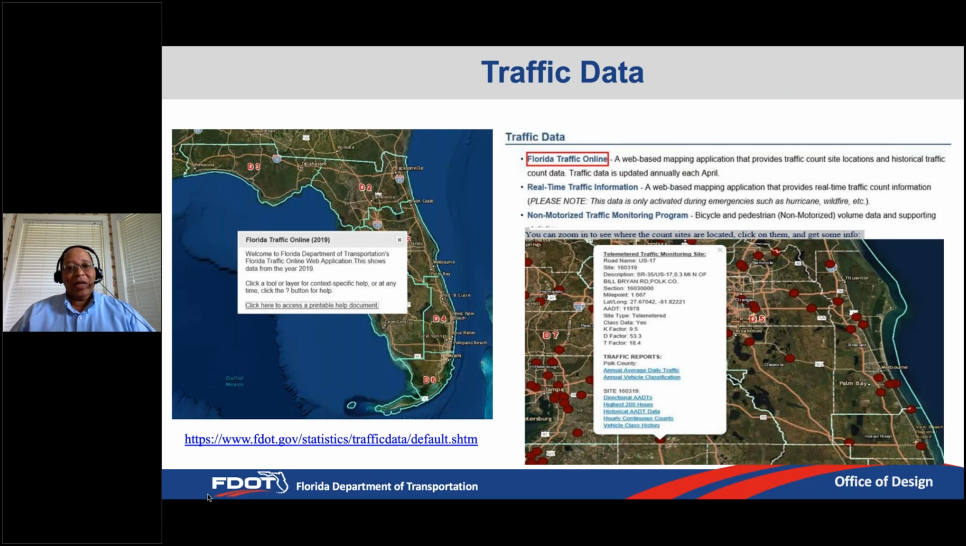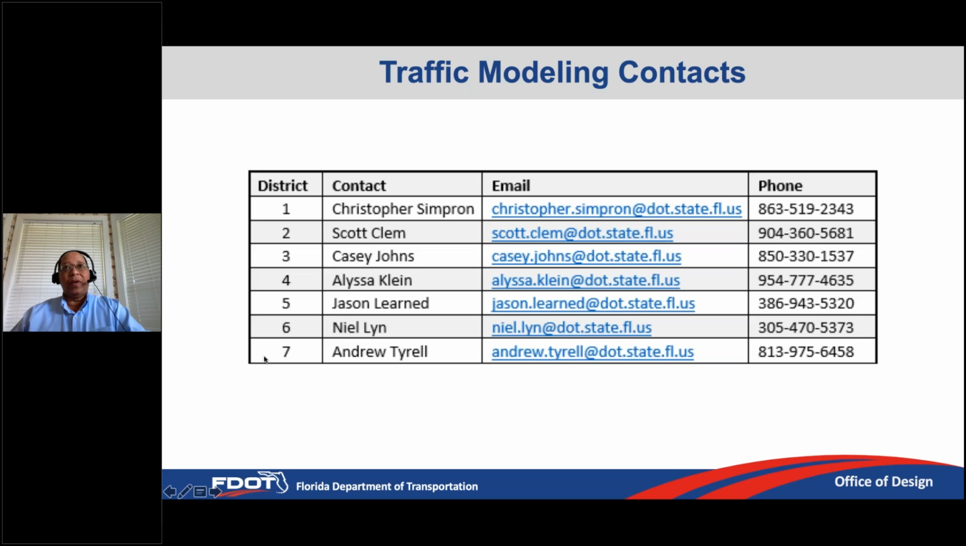Traffic data for calculating 18 kip equivalent single axle loads can be obtained from this website that you see here. There's a link to instructions on how to use the site. But if you need further assistance with the site, please feel free to contact one of the district traffic modeling contacts. And here's a list of those district traffic modeling contacts that can address any questions you may have about the data on the previous website.